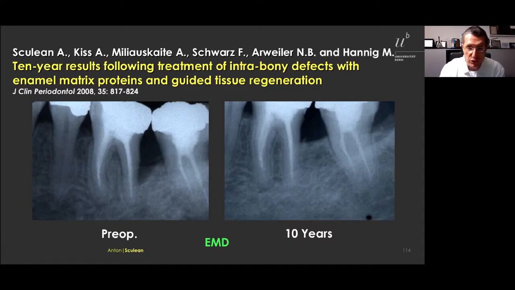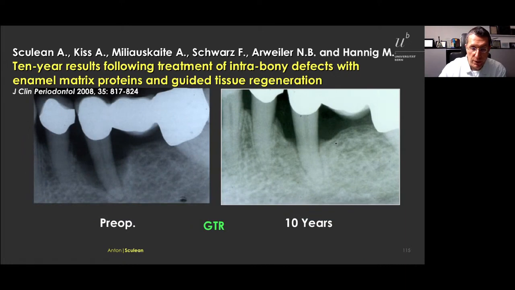Okay? The condition is that the endo treatment is performed by a specialist. But we can also be successful with a GTR. You can see this bridge after 10 years treated with a membrane. Very stable clinical situation.